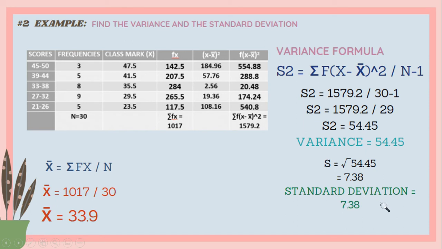And then solve for the standard deviation. Remember, you just need to take the square root of your variance. So the square root of 54.45 is 7.38. So our standard deviation for this data set is 7.38.